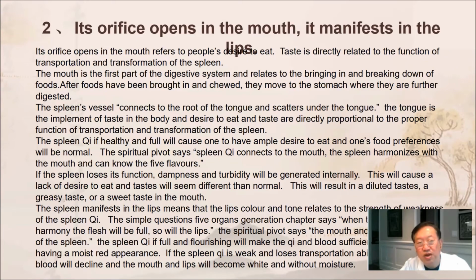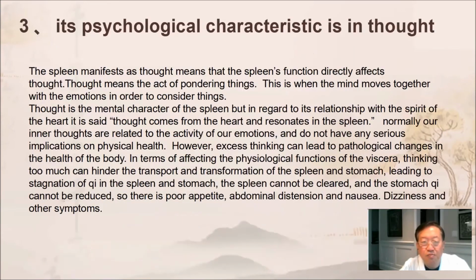The Spiritual Pivot says, the mouth and lips are the office of the spleen. The spleen qi, if full and flourishing, will make the qi and blood sufficient, leading to the lips having a moist red appearance. If the spleen qi is weak and loses transportation abilities, the qi and blood will decline in the mouth and the lips will become white and without moisture.